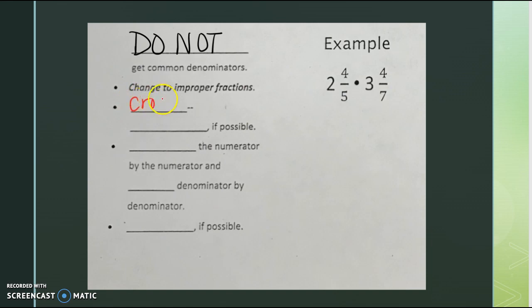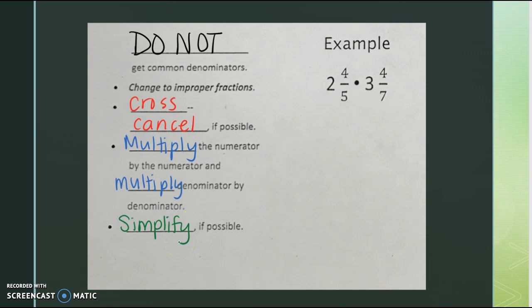We want to cross cancel, if possible. Then this pretty much looks like our steps for multiplying just regular fractions. We want to multiply the numerator by the numerator and also multiply denominator by denominator. And then again, that last step, if possible, we want to simplify.